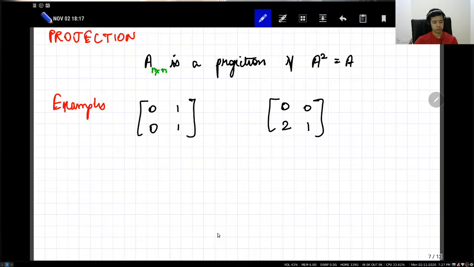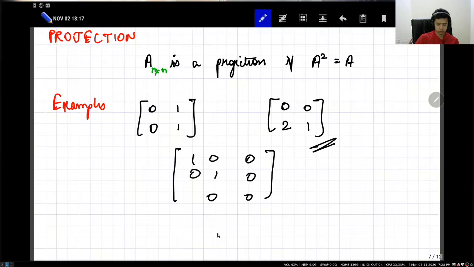Right? So note that most of the projections that you might have encountered so far were orthogonal projections, right? Especially in the context of least squares. But these are not orthogonal projections. For example, this is not an orthogonal projection, right? Here is another projection.